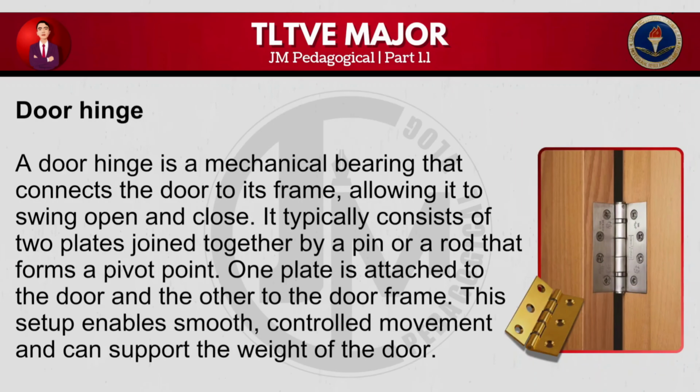A door hinge is a mechanical bearing that connects the door to its frame, allowing it to swing open and close. It typically consists of two plates joined together by a pin or rod that forms a pivot point. One plate is attached to the door and the other to the door frame. This setup enables smooth, controlled movement and can support the weight of the door.